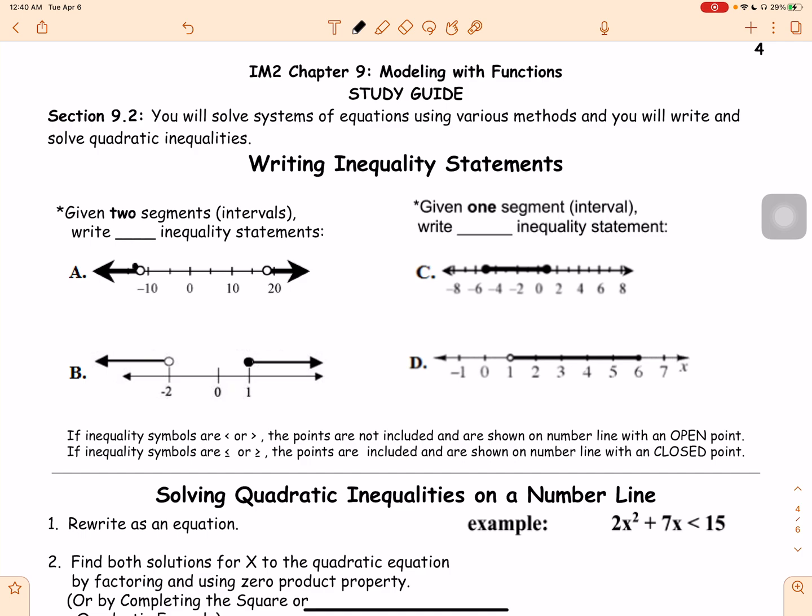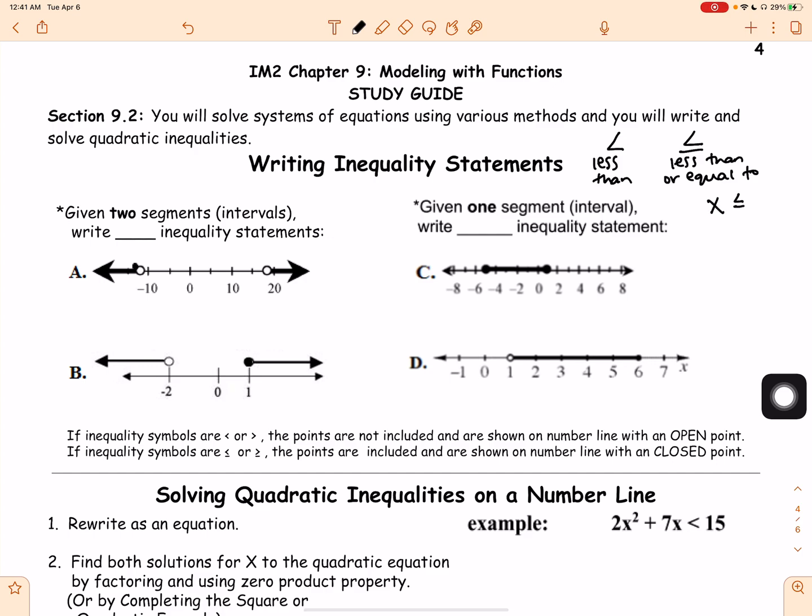All right, so here we're going to review writing inequality statements. Okay, so we're going to talk about what it means to solve systems of equations and writing and solving quadratic inequalities as well. So let's just review a few things. So this symbol here, that is the less than symbol. And then whenever you throw a line under it, that is less than or equal to. Okay? So if I had x is less than or equal to 5, I know that my x value is any number below 5, or it could also be equal to 5. Okay? So that's just a little example.